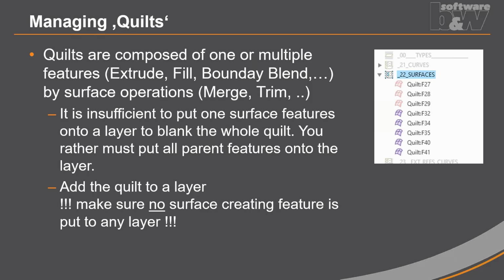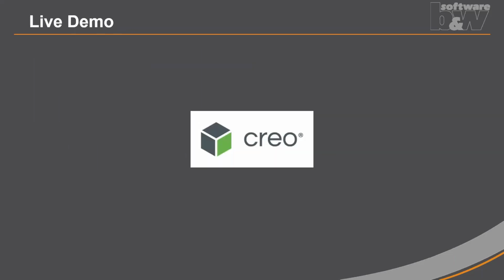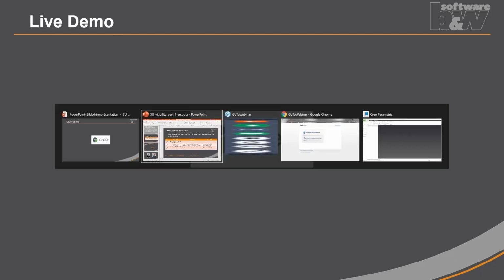So I decided to add the kilt to the layer directly, but on the opposite, I had to make sure that none of these surface creating features is put to any layer, because otherwise the rule wouldn't fit in here for me. So I would be on different levels. Yeah, and this brings me to a little live demo on this.